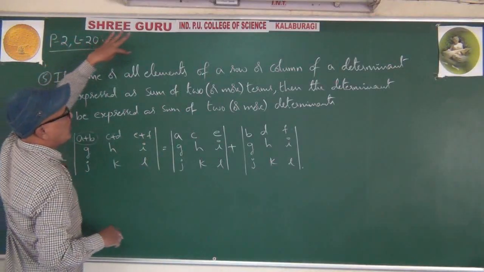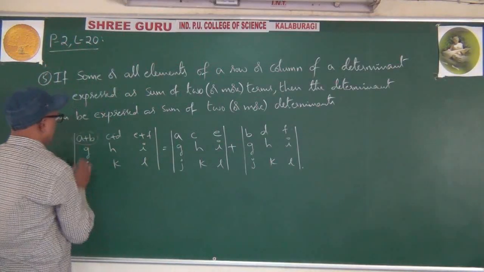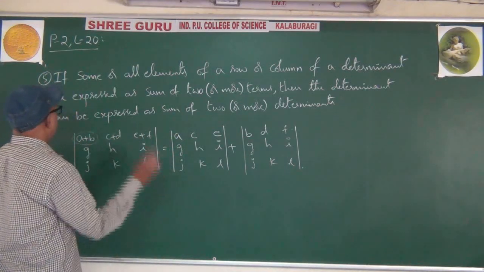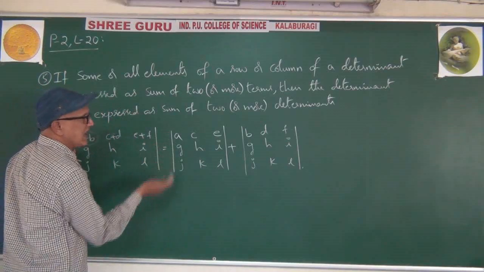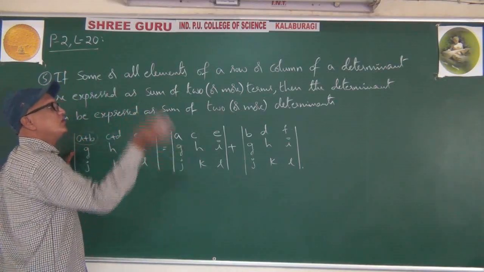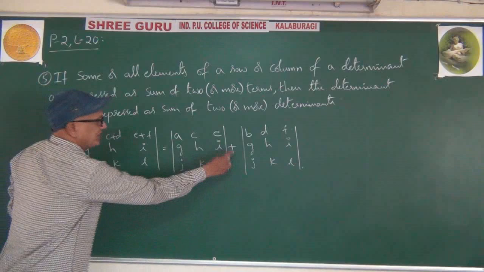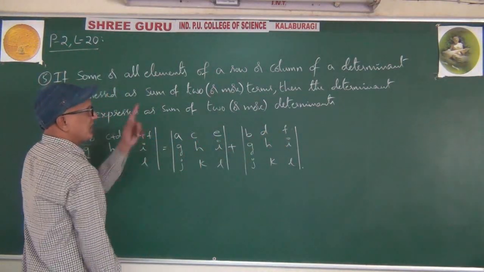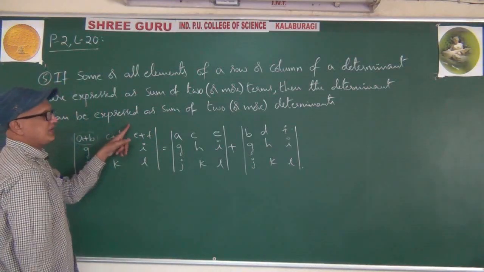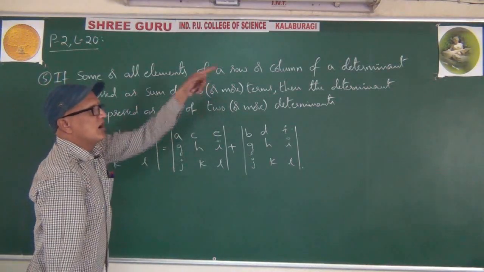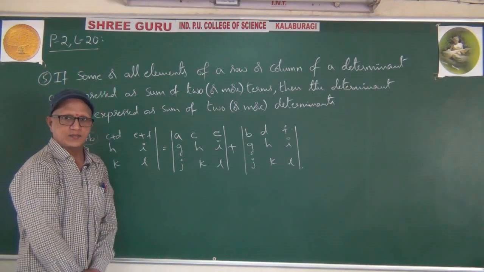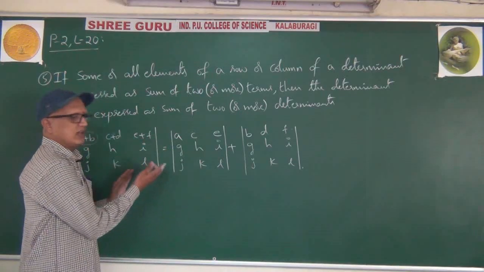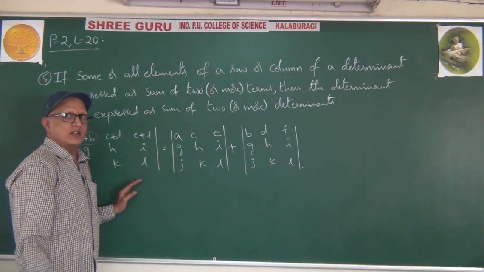If some or all elements of a row or column of a determinant are expressed as sum of two or more terms, then the determinant can be expressed as sum of two or more determinants. If I take an example, then you can understand more clearly. Example means not like alphabets. I take numbers, then you will understand more.